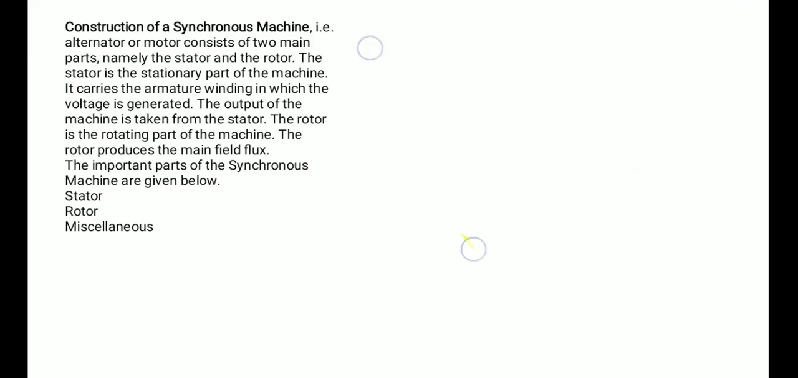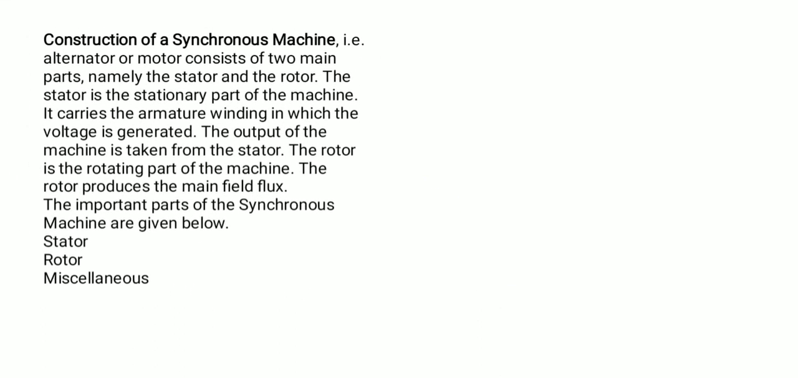Construction of synchronous machine. According to construction point of view, the synchronous machine consists two parts, namely stator and rotor. Stator is the stationary part, it carrying the armature winding in which voltage is generated. The output of the machine is taken from the stator. The rotor is rotating part over which field winding is placed, and the rotor produces the main field flux.